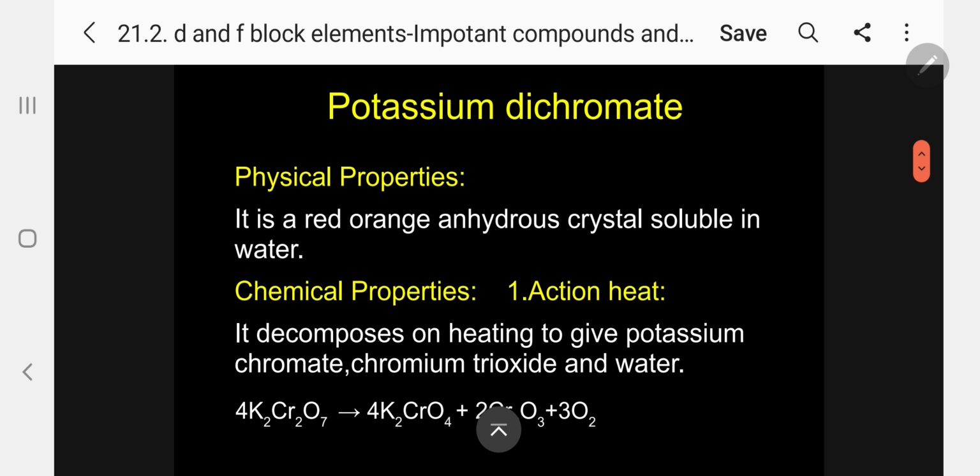Now coming to the properties, physical properties. It is a red-orange anhydrous crystal. Red-orange, please follow. Red-orange anhydrous crystal, freely soluble in water.